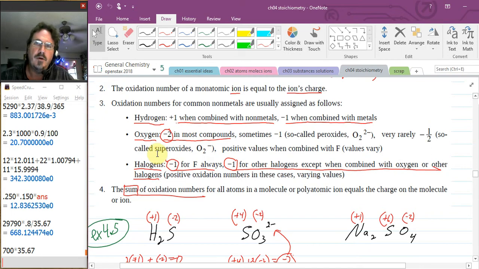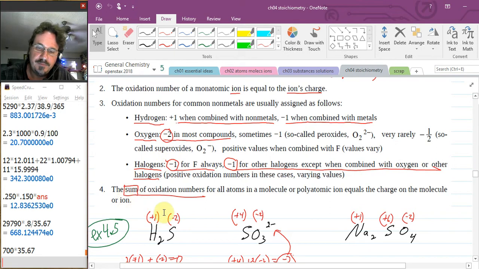Halogens, so we're talking about fluorine, chlorine, iodine, right? Those things, bromide. Those are almost always -1. Again, there are exceptions, but that's your first thing you should think of. Probably it's a -1. Right? It is -1 always for fluoride. No exceptions there. And -1 usually for the other ones, except when they're combined with either oxygen or other halogens. Alright, so again, we'll have to get some examples on this, and we'll work it out. But go for -1 usually. That's your first guess.